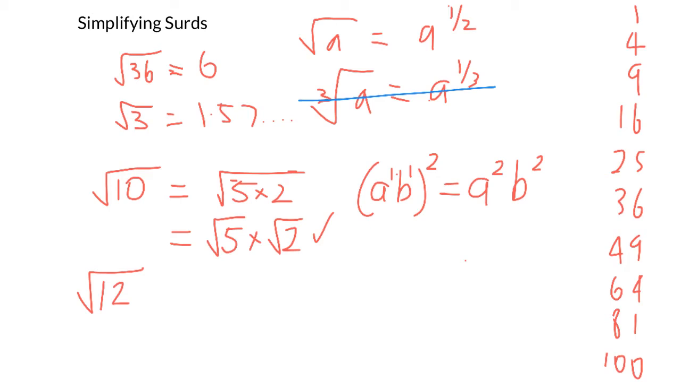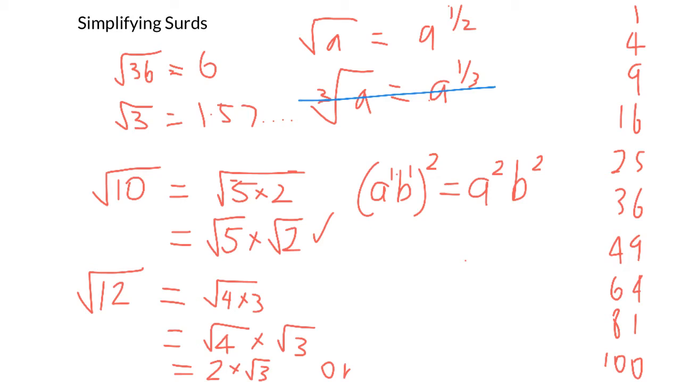So I'm going to split that up into root 4 times 3, which becomes the root of 4 times the root of 3. Now the root of 4 is just 2. So the way I can write that is 2 times root 3, or the simpler way, just like we do algebraically, we don't write 2 times x, we write 2x, we can write 2 root 3. And that is the simplified version of the square root of 12. So what we're looking for here is our square numbers and our prime numbers.